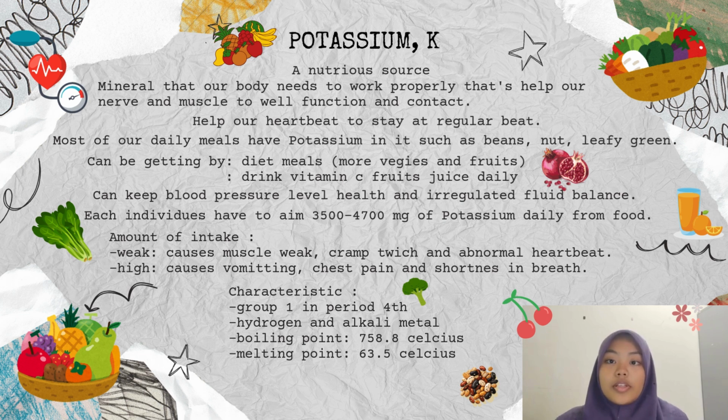So the characteristic of potassium is that it is from group 1 in the fourth period. It's an alkali metal. The boiling point is 758.8 Celsius. The melting point is 62.5 Celsius.